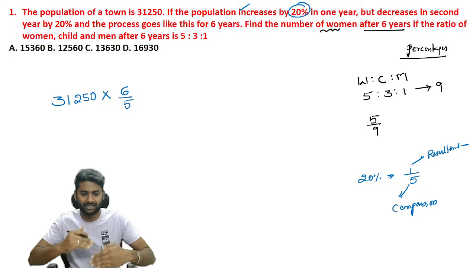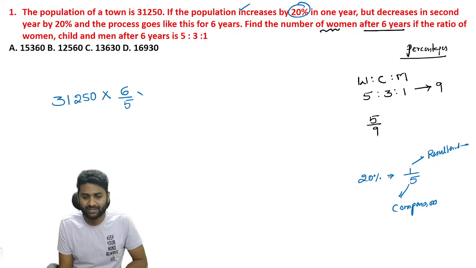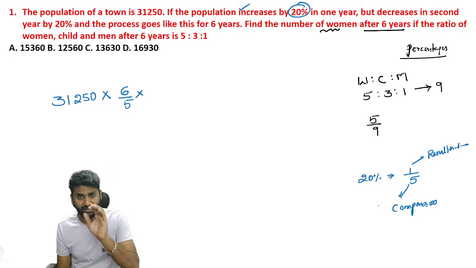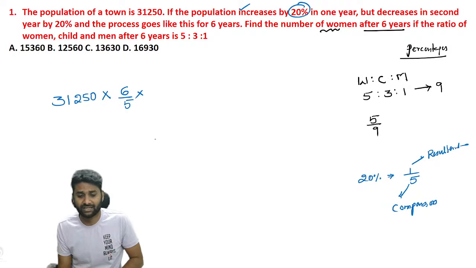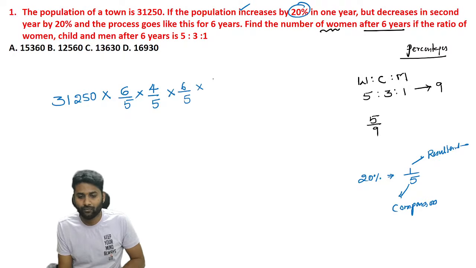Now, don't go with the calculation. For the first year, we complete the calculation. Next year it decreases. Again 20% is all about 1 by 5, which means for every 5 persons, 1 person decreases from the first year to the second year. Then the total count is 4 by 5 of the previous value. Now again in the third year you should multiply it with 6 by 5. The fourth year is 4 by 5. Again it is 6 by 5. Finally the sixth year again decreases by 4 by 5. So this is the total population.